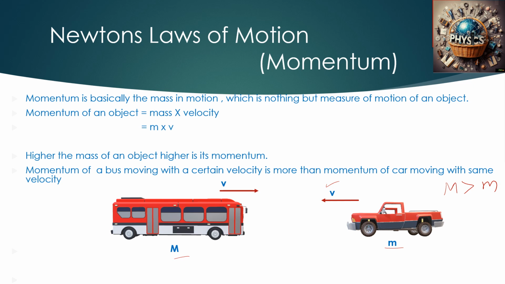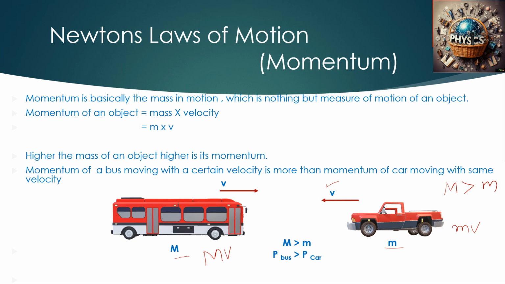So as we know, momentum is the total mass in motion, the momentum for the bus is equal to capital MV, whereas the momentum for the car is small mv. So obviously the momentum of the bus is higher than that of the car as it is associated with a higher mass, though both of them are moving with the same velocity.